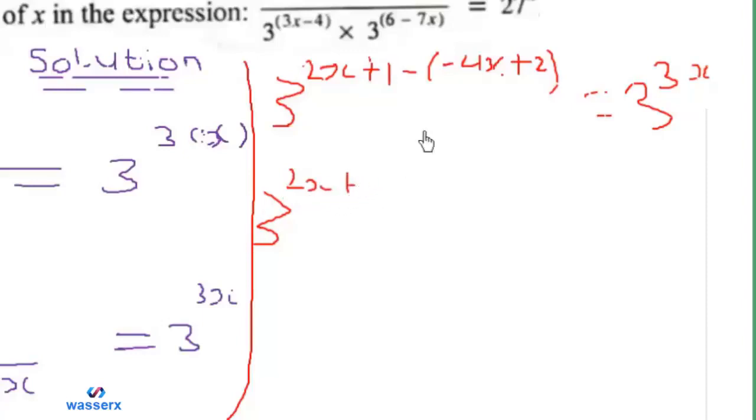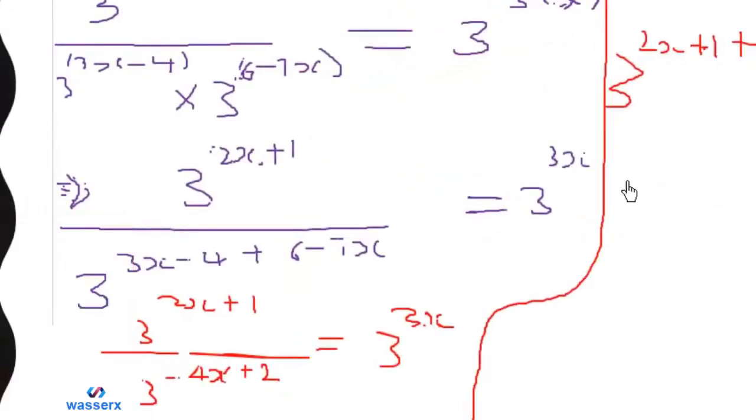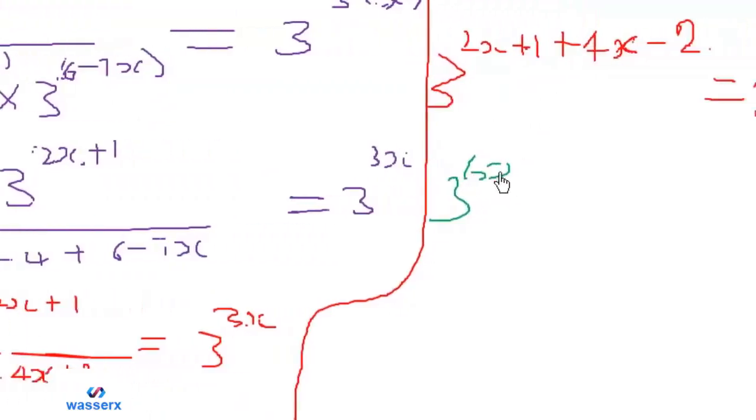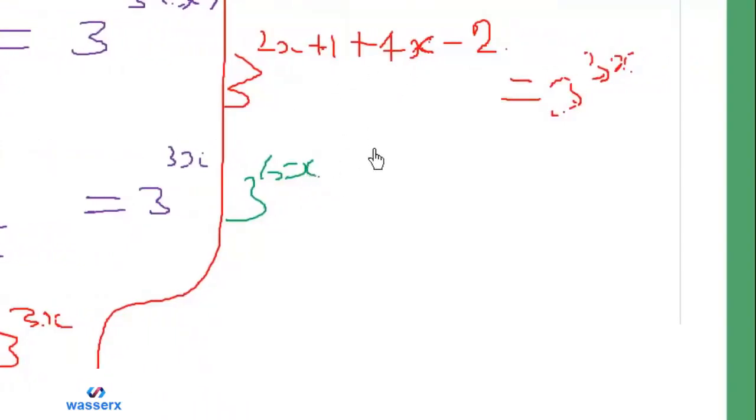plus 1. So negative gives us positive, so we get plus 1, then plus 4x, then minus 2, is equal to 3 to the power 3x. Now we simplify, so we get 3 to the power 2x plus 4x will give us 6x. Then 1 minus 2 will give us negative 1, is equal to 3 to the power 3x.